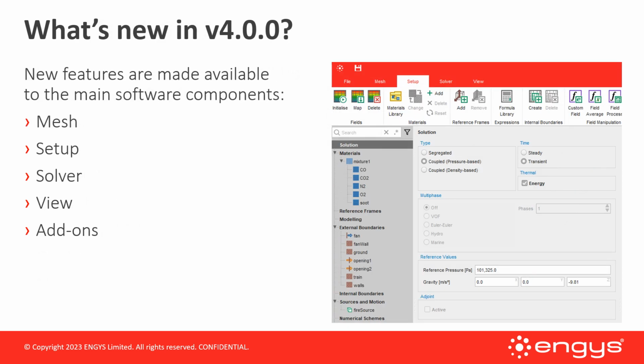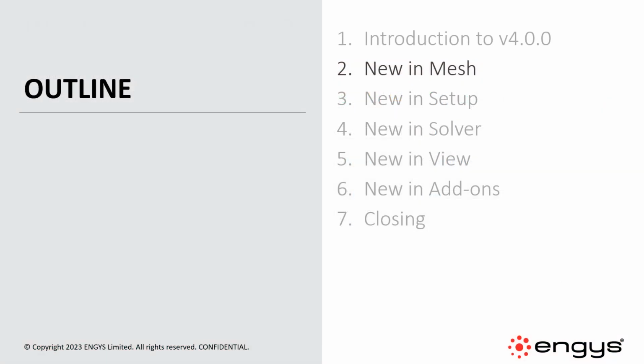With version 4, a series of enhancements were done to each aspect of Helix to deliver a more powerful and efficient user experience. The new features and improvements that have been introduced in Helix version 4 include improvements in our mesh algorithm, setup interface, solver, post-processing tools, and also in Helix additional modules. Let's see in more detail the enhancements in each aspect of Helix, starting with our mesh generator algorithm.